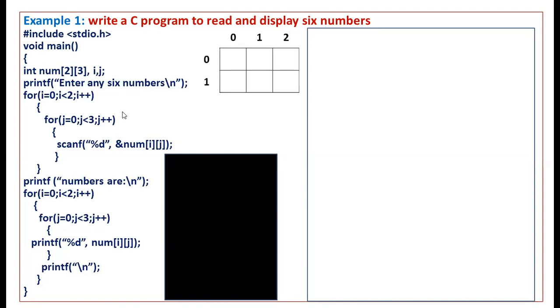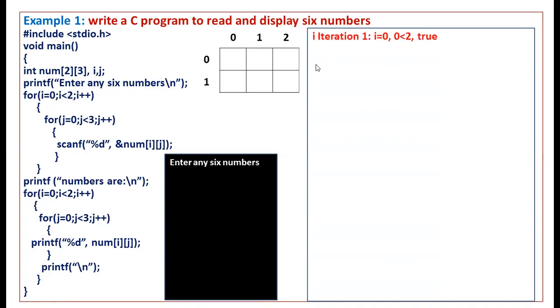Now, first statement, num. Memory is allocated now, but we don't have elements in this array, and we will add elements now. To add elements, we need to execute this for loop. Inside the for loop, we have the scanf function. That scanf function will take values from the keyboard and they will be stored in the locations. Enter any 6 numbers.